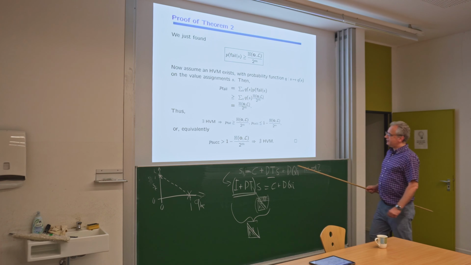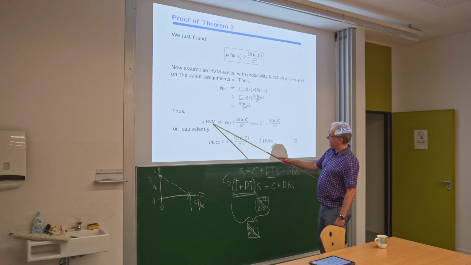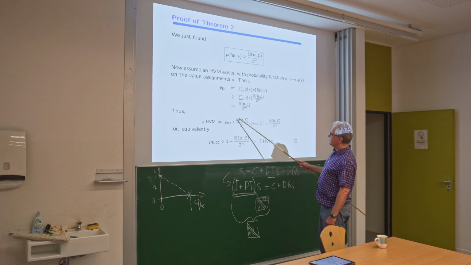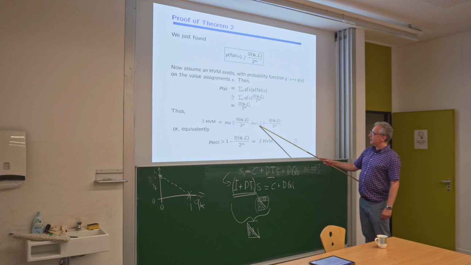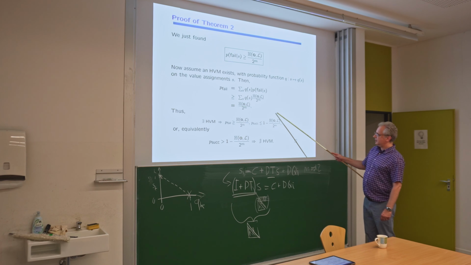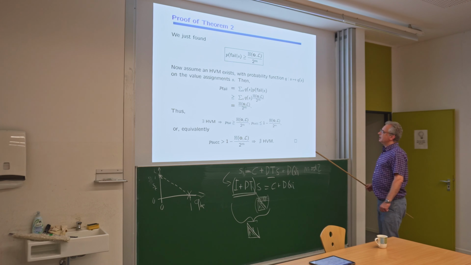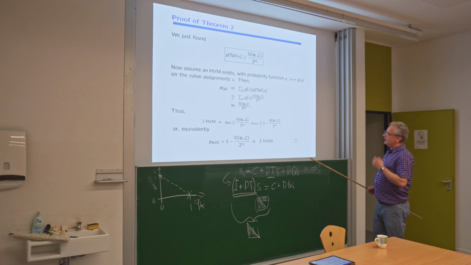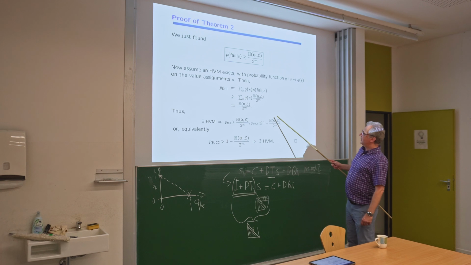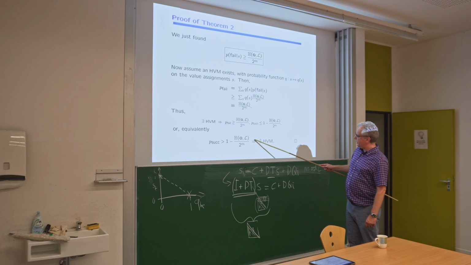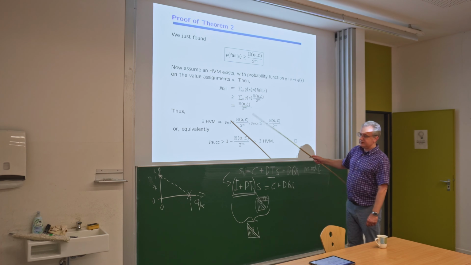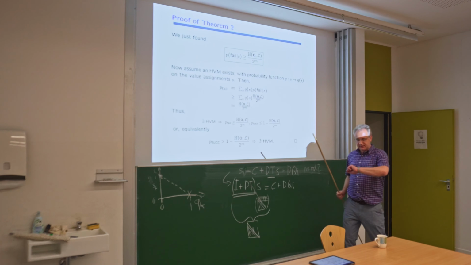Okay, so to summarize, if a hidden variable model exists, the probability of failure is larger or equal to this, which means the success probability is smaller or equal to the complement. Yeah? And now we take the contrapositive of that statement. So if the success probability is larger than this, then a hidden variable model does not exist. End of proof. Okay, so that's it.